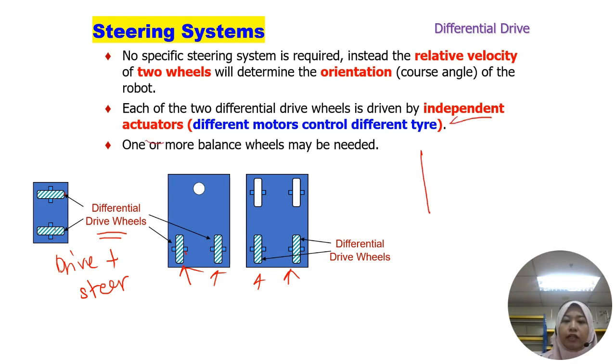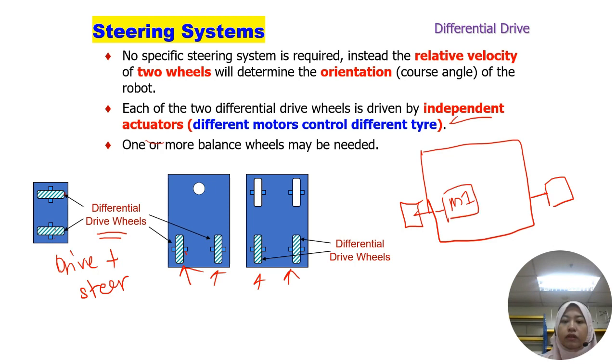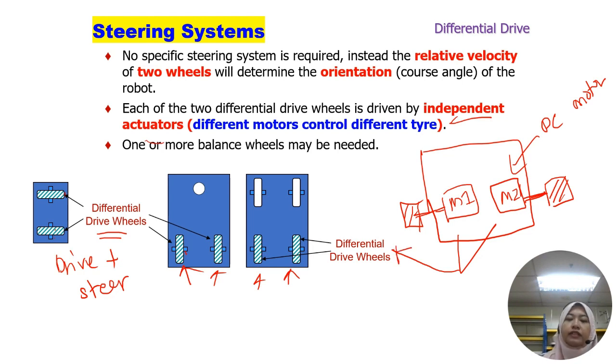Bermaksud, okay, katakan saya lukis gambar robot dekat sini. Ni tayar kiri, ni tayar kanan. So tayar ni dia connect to motor 1. Okay, dan tayar belah kanan ni dia connect to motor 2. Okay, maksudnya dia dikawal oleh independent actuator. Ini actuator kita kan DC motor. Okay, dia dikawal oleh independent actuator. So kalau dia dikawal oleh independent actuator macam ni, kita namakan sebagai differential drive wheels.